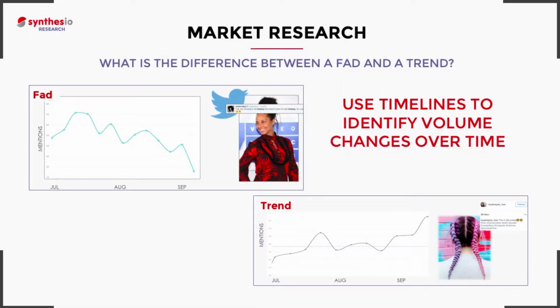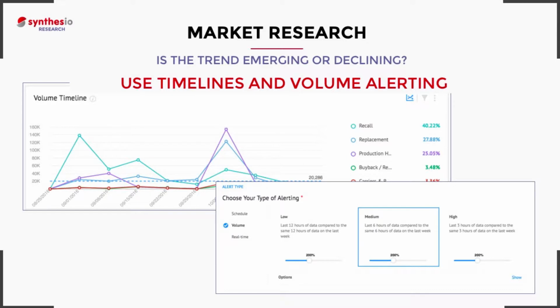The main difference between a fad and a trend is longevity. A fad is typically a trend that gains and loses popularity quickly. A trend will rise and establish a new baseline volume over time. Use timelines to identify these volume changes over time. While fads rise and fall quickly, trends change over time, sometimes in unexpected ways. Leverage filters to change the time scale on your timelines and understand changes in trend conversation volume.